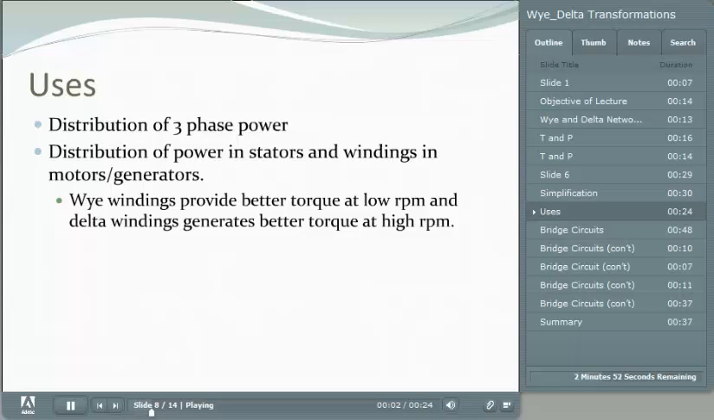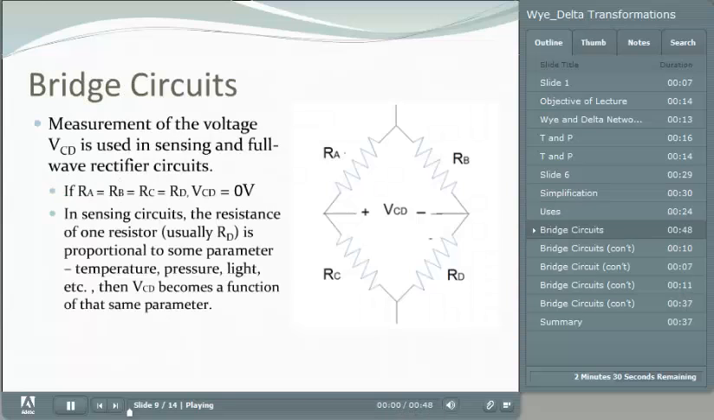Y and Delta networks are used in a number of applications, in particular power systems, most notably in the distribution of three-phase power. They are also used when distributing power to the stators and windings in motors and generators. Y windings provide better torque at low RPM, while Delta windings provide better torque at high RPM.